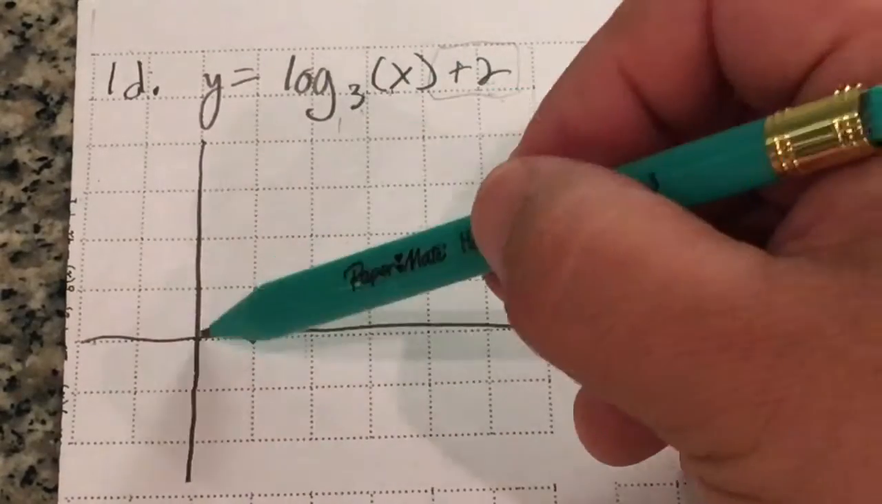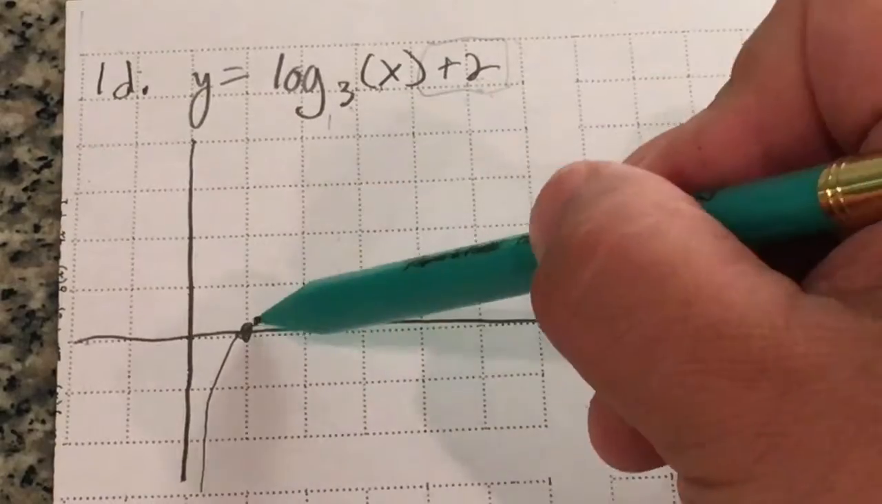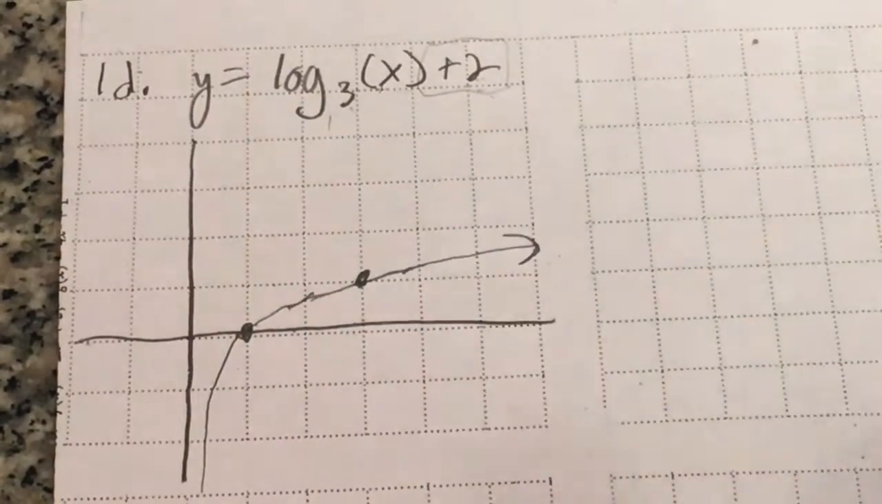And then notice I have this 3, I would go right 1, 2, 3, up 1. And it would creep along the y-axis as a vertical asymptote, and it would go through these 2 points. And that's what it would look like.